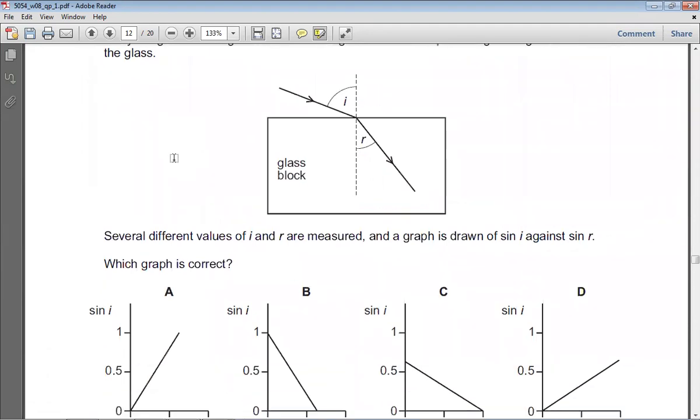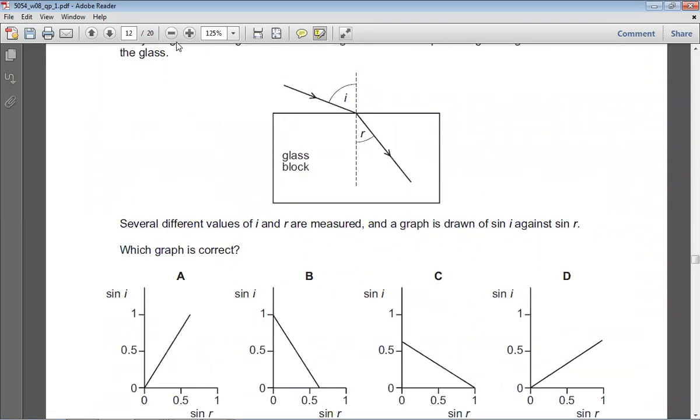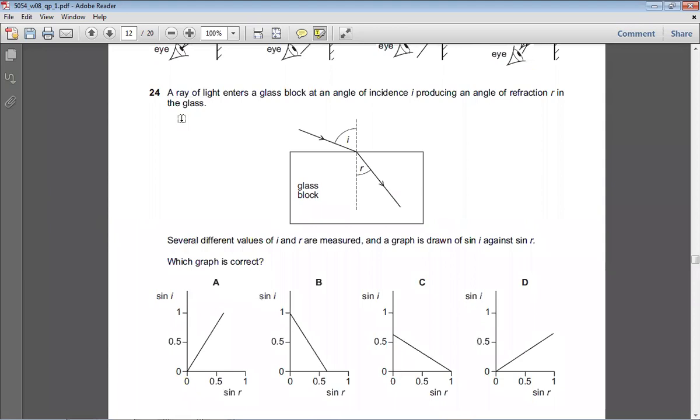Okay, then we have this question, a very, very famous question. It has been repeated many times in different papers. It says a ray of light enters a glass block at an angle of incidence i, producing an angle of refraction r in the glass. So the light is entering from air into the glass. Several different values of i and r are measured, and a graph is drawn of sine i against sine r. Which graph is correct?